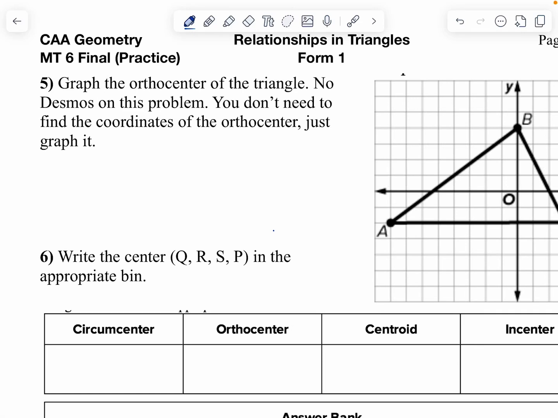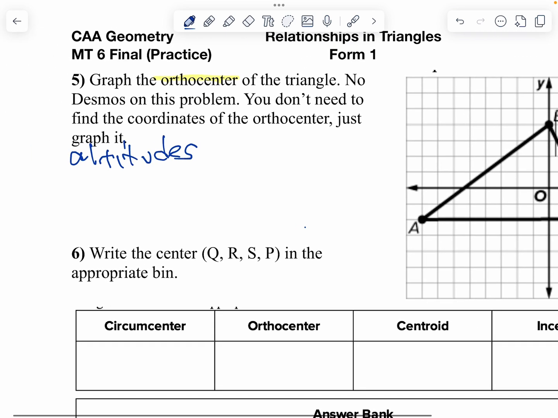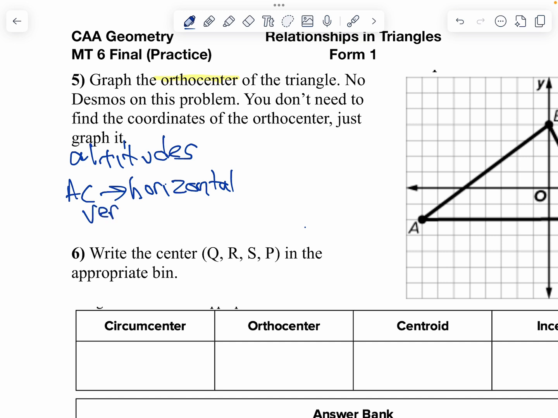We want to graph the orthocenter. Remember, orthocenter is formed by the altitudes. One of those things you just got to memorize. Now, the nice thing is, notice AC is a horizontal line. So what's vertical to a horizontal line? That would be a vertical line.